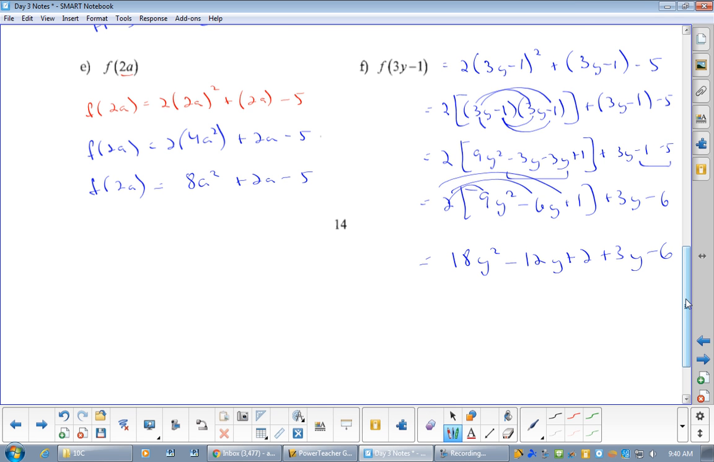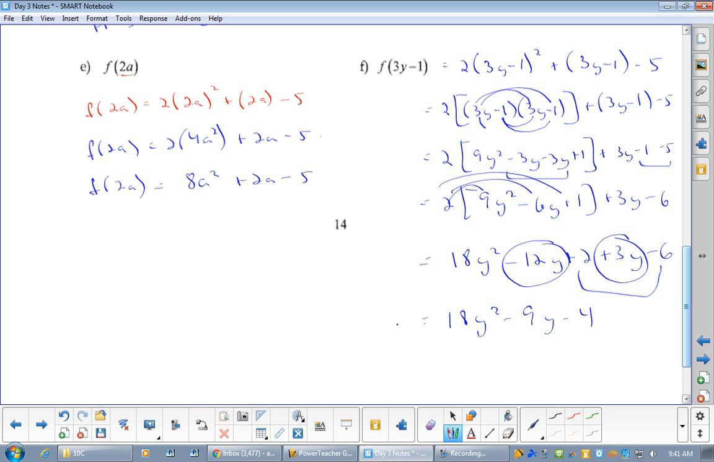What's next? Like terms. We've got this one and this one, which would give me minus 9y. And then I've got the two numbers here. Everyone see how we got from A to B there?